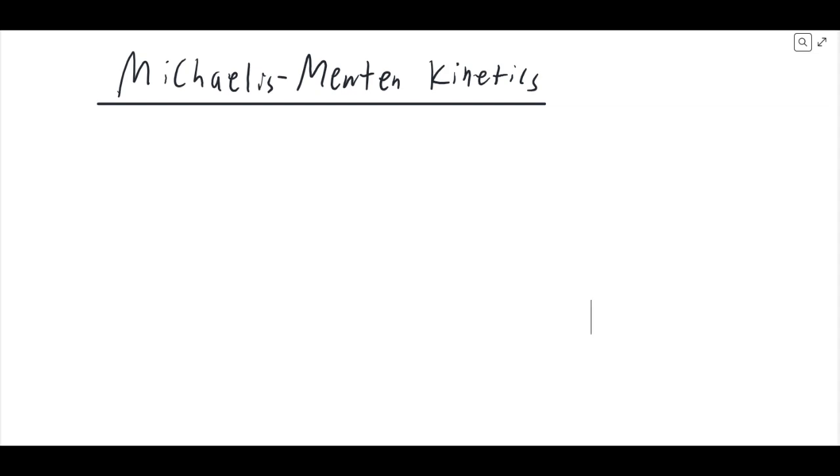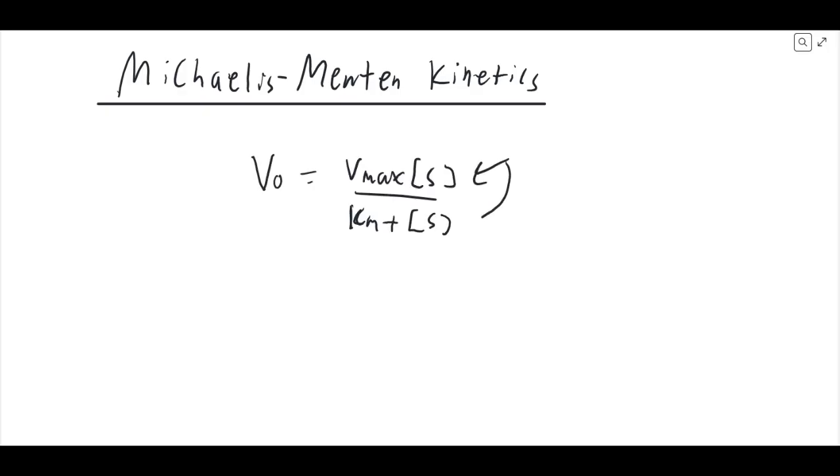I'll be talking about the Michaelis-Menten kinetics. Basically, it just describes the rate of the enzyme reaction when it's catalyzed with the substrate. This is the main equation. And so the two S's here are basically the substrate concentration.